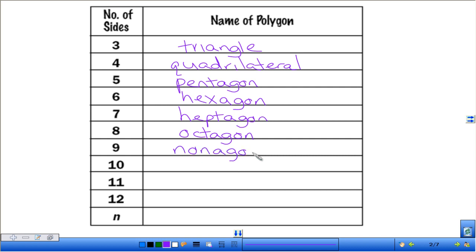I like that one. I think it sounds cool. A 10-sided polygon. Scott? A decagon. Like a decade is how many years? 10. So a decagon has 10 sides.